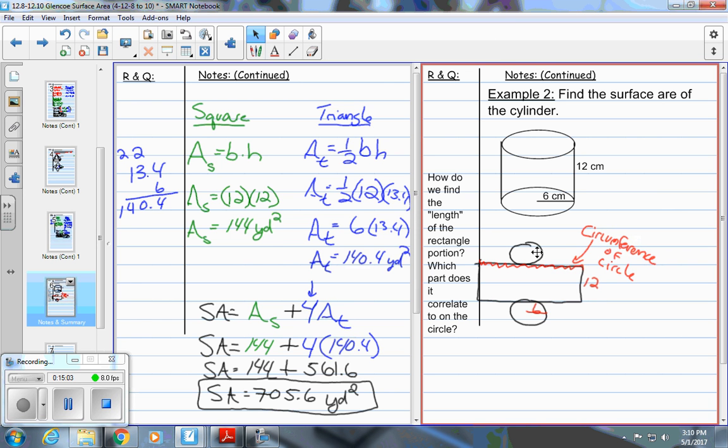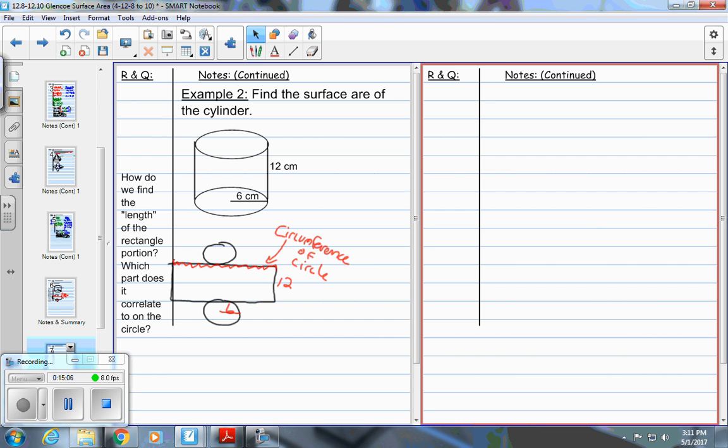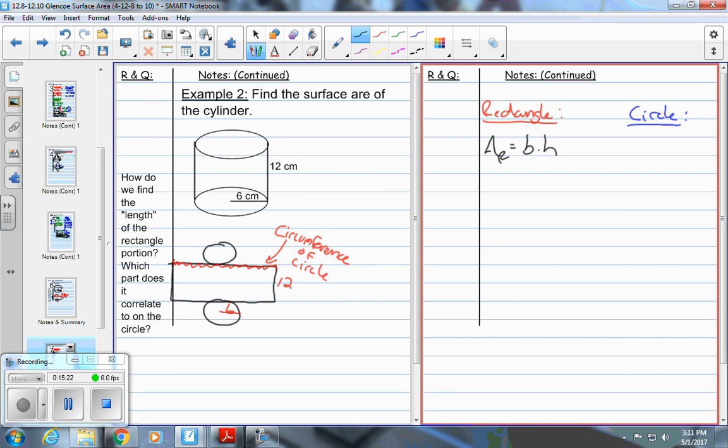Okay, so we have two shapes here. We've got a rectangle and we have a circle. Well, the area of a rectangle is pretty simple. It's just base times height. But our base, or our length of this rectangle, is actually the circumference of the circle. So we're going to have to do a little bit of math on the side here. How do I find the circumference of a circle? Yeah, if you're having trouble on this, go back to your 12.1, 12.2 note. Double check. What's that circumference formula?